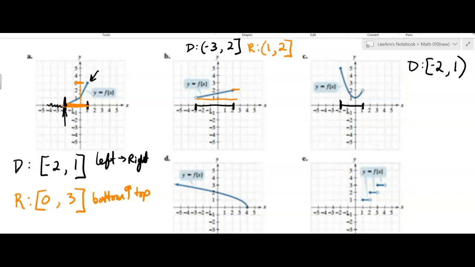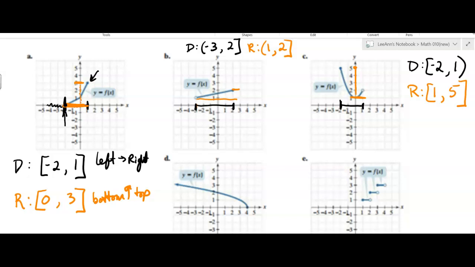Okay, now the range, turn your head sideways because we want to know y values. What's the lowest point? Right here is the lowest point, 1. That is included. It's part of the graph. And then how high does it go? It goes up to 5. Now you might be saying, yeah, but the other side doesn't go up to 5. It doesn't matter. Part of the graph goes up to 5. And that is a closed bracket there.